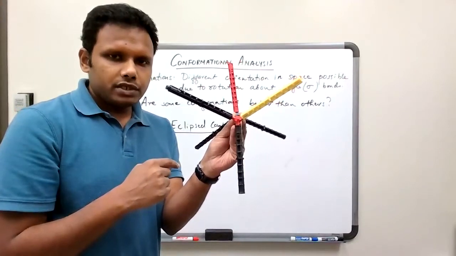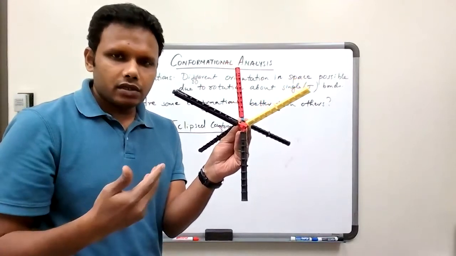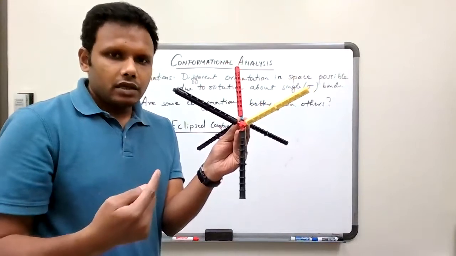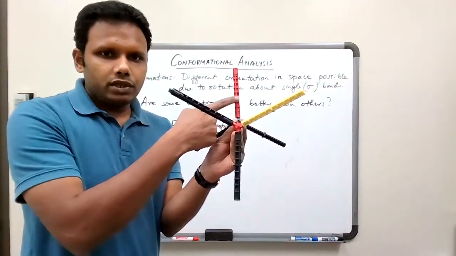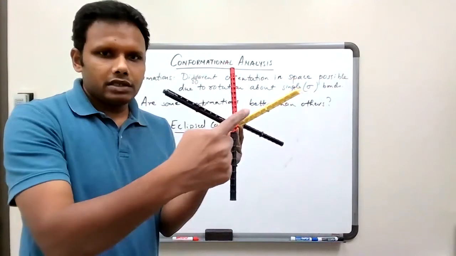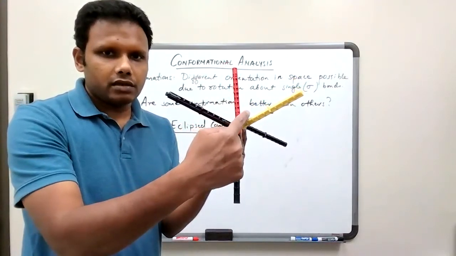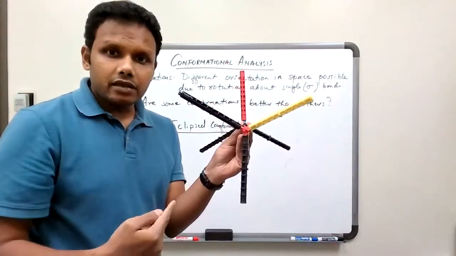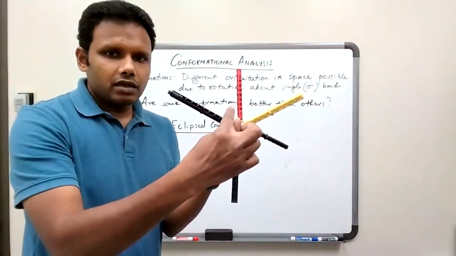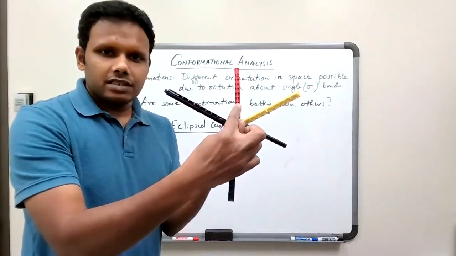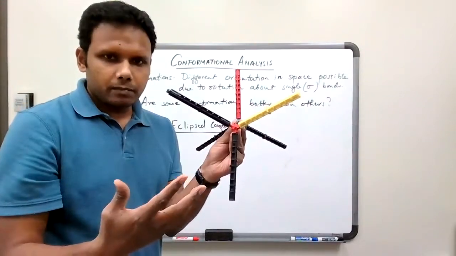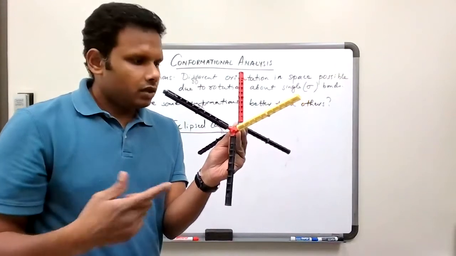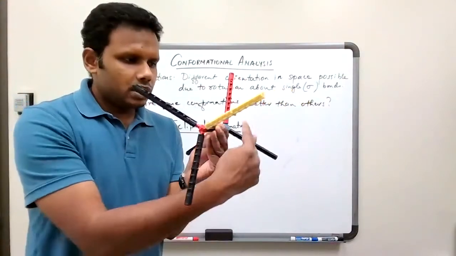Now, the conformations are defined by an angle usually called a dihedral angle. And that is the angle between the red and the yellow. In a staggered conformation, this angle is approximately 60 degrees. That's a rough approximation. How do we know that? Let's go back to the angle here.